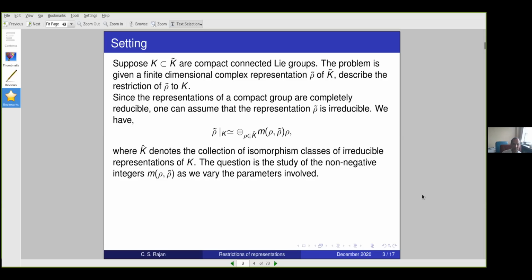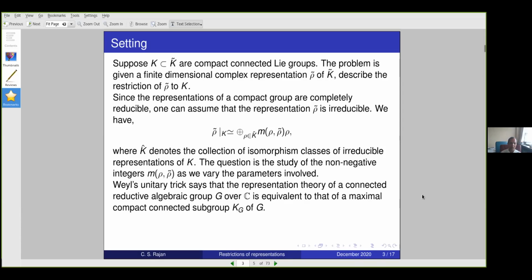I'm just setting up some notation. You can write rho tilde restricted to K as a direct sum of irreducible representations, where K hat denotes the collection of irreducible representations. The question is, what are these representations rho, and what are these integers, and how do they vary as you vary the parameters involved? What are the properties which you get?